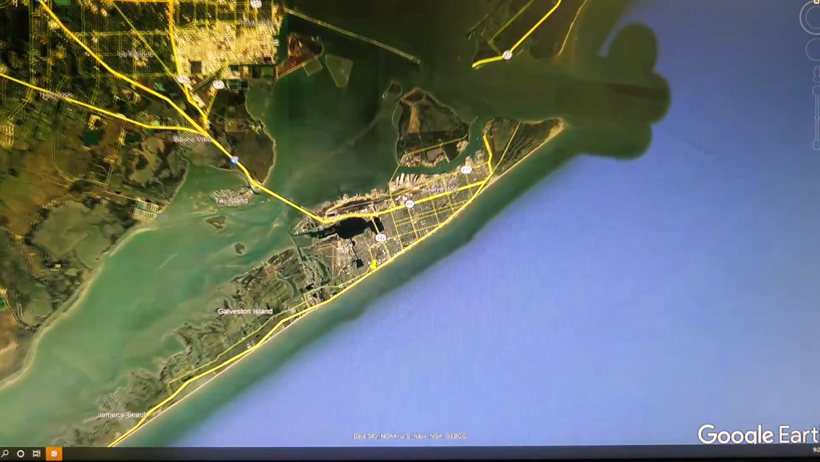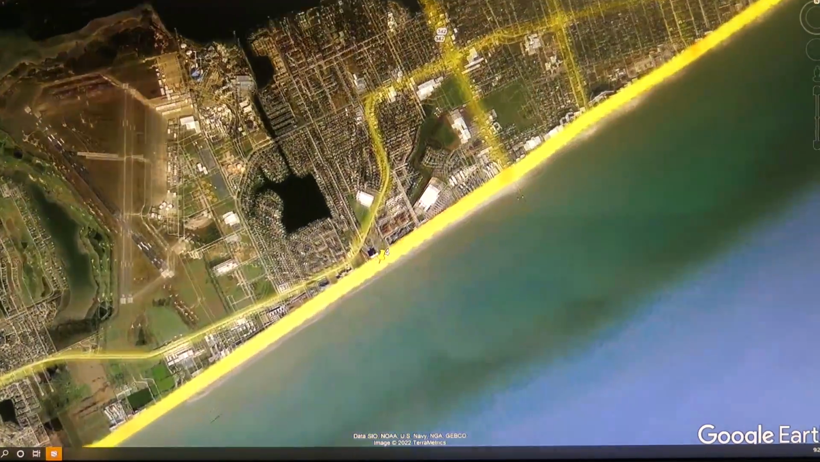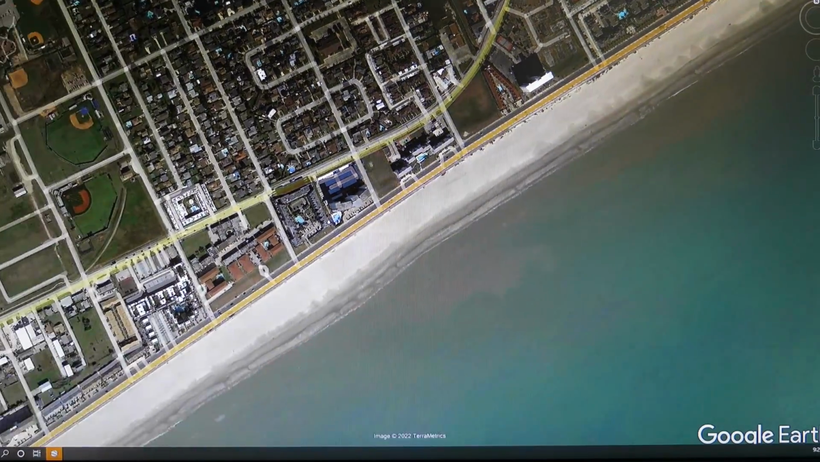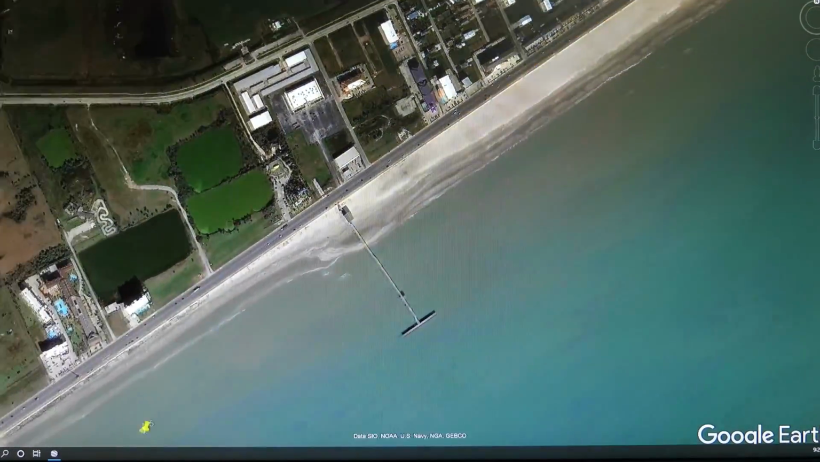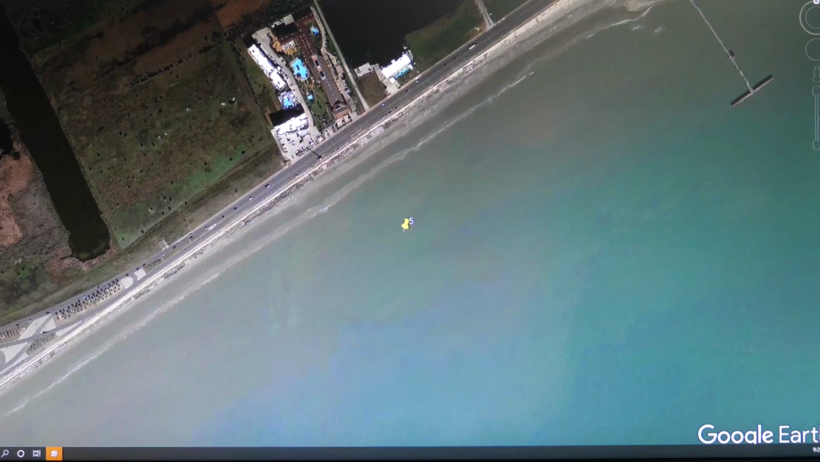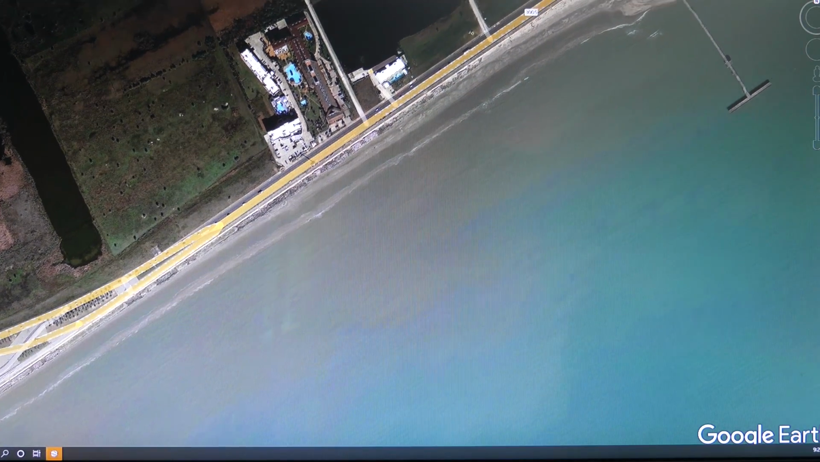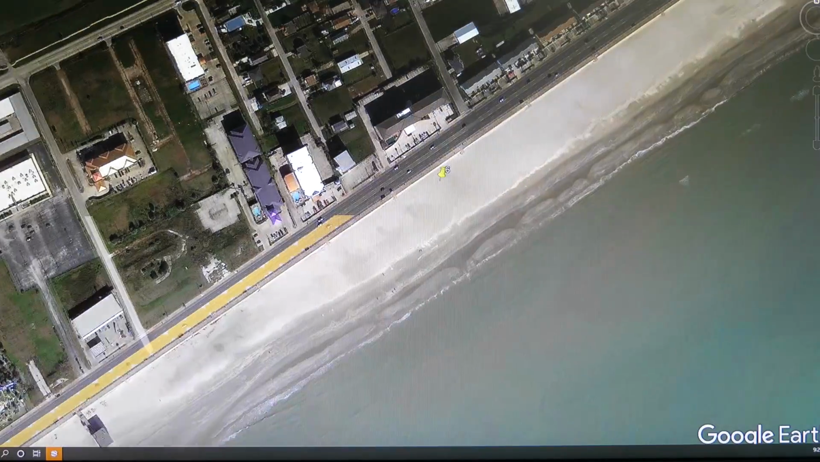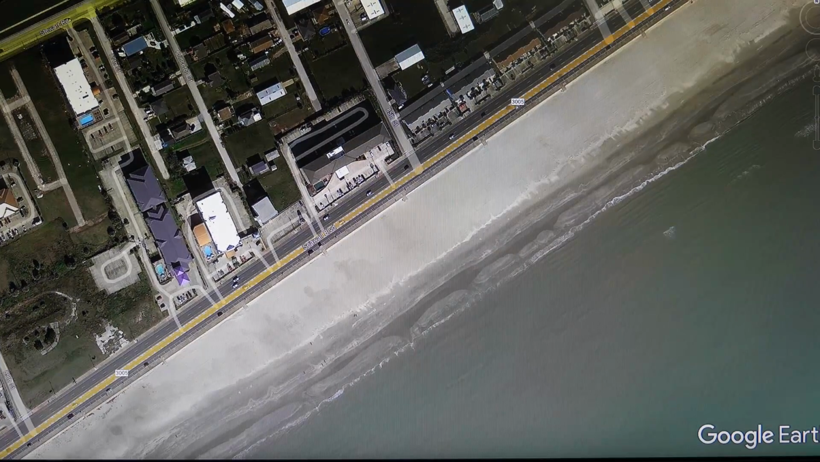Here we have the beach to be repaired. This does not look too bad, but it is eroded. Further down the beach, it is much worse. This is the location where we video the beach building project.